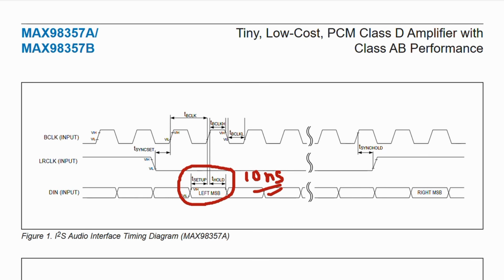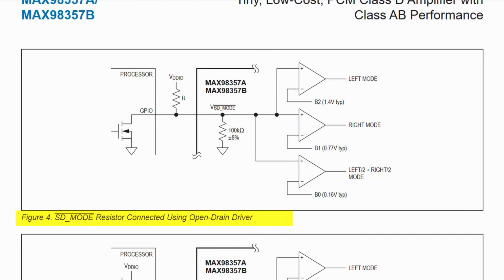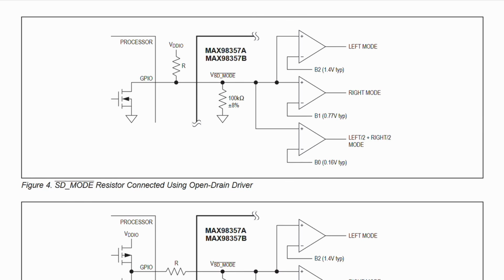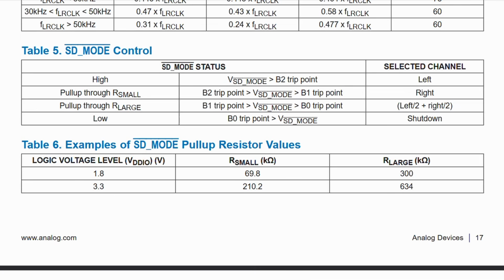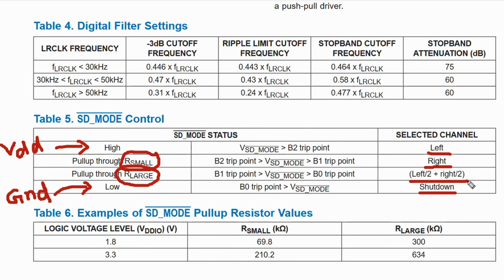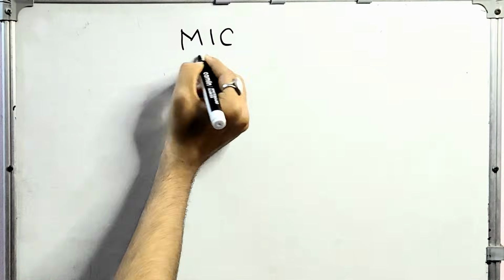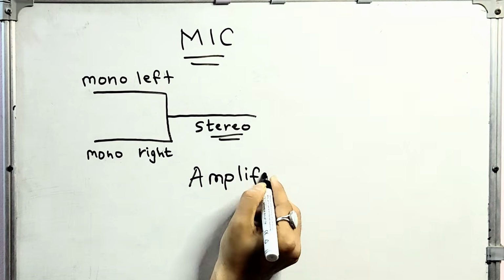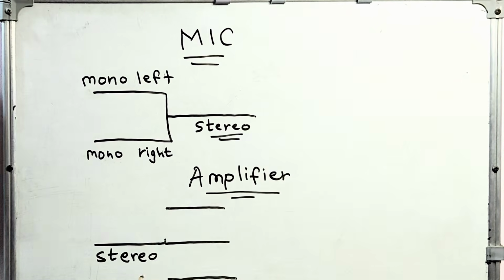Now, the SD mode pin is quite interesting. Internally, the chip uses comparators to detect different voltage levels on this pin and configure operation accordingly. If it is pulled to ground, the chip goes into shutdown mode. If tied high directly, it selects left channel only. Using different resistor values, you can select right channel only or combine stereo channels into one mono output. With microphones, we build stereo by combining two mono sources. But with a single speaker amplifier like this one, we do the opposite.